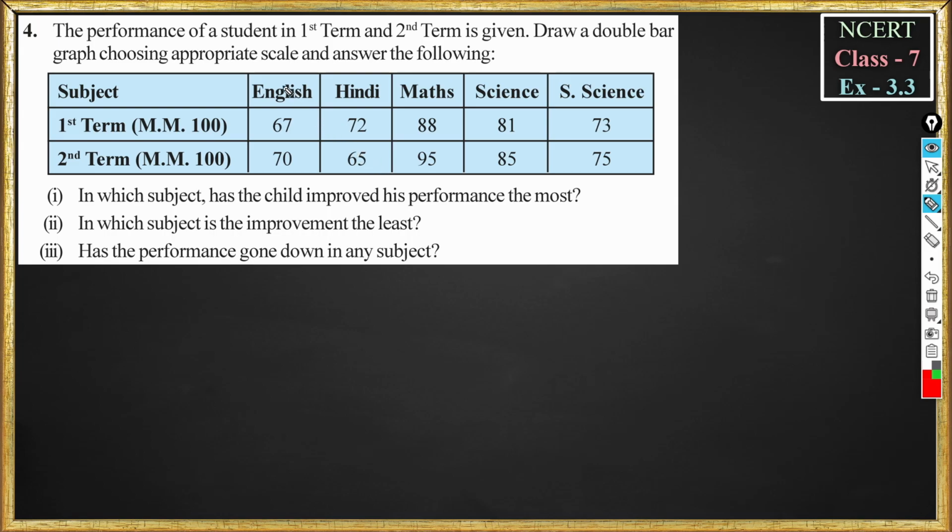So, there are different subjects in a class of a student. Those are English, Hindi, Maths, Science and Social Science. A student has given first term exam as well as second term exam. Marks of first term and second term are given. Now what we should do, we should draw a double bar graph choosing appropriate scale. So first we'll draw a double bar graph.